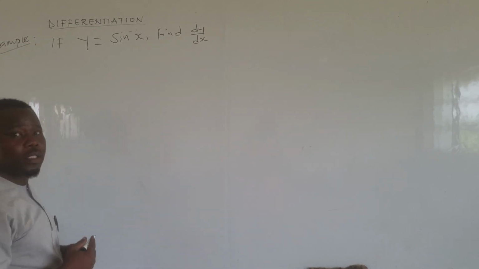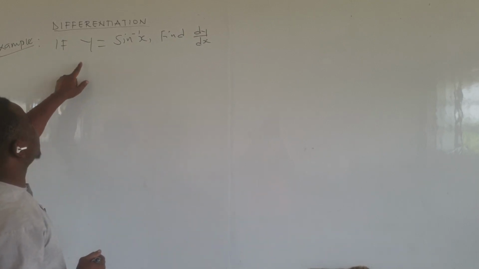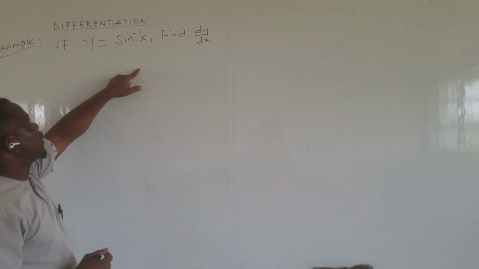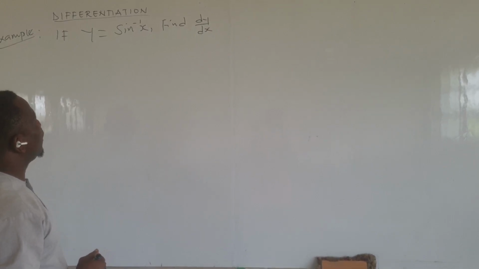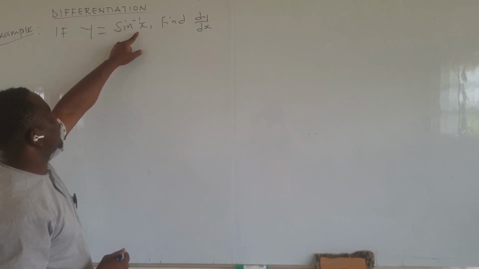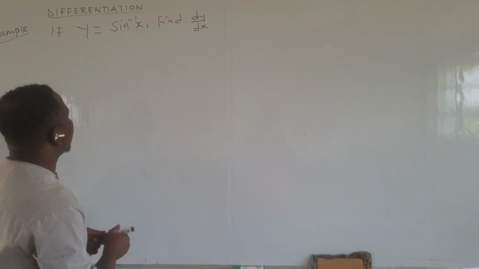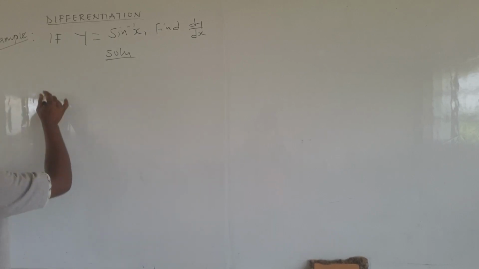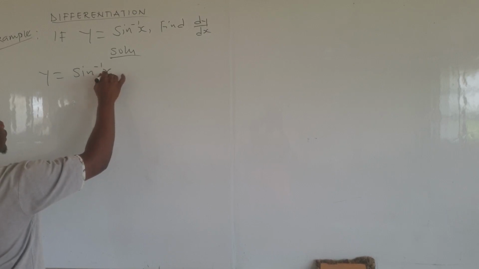Okay? That's clear? In this video, we are going to look at this function. This is an inverse function, differentiation of an inverse function. We said if y is equal to sine inverse x, then find dy over dx. Let's write the solution. Okay? Solution. Now y is equal to sine inverse x.